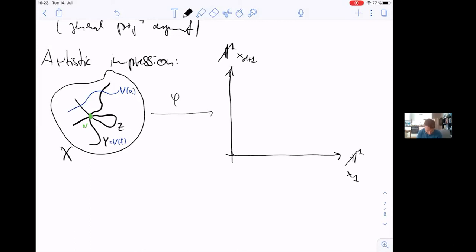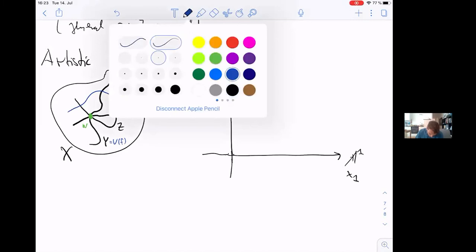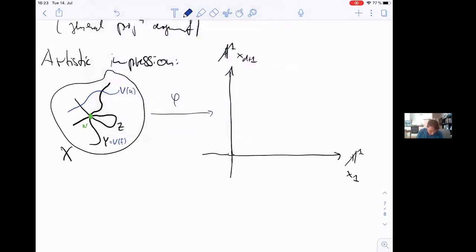And so what happened here? Well, what happened is that phi 1 was the product of U and F. So this x1 axis is here. The pre-image of that is going to be the union of the blue bits, right? So it's going to be the union of Y and some extra thing.